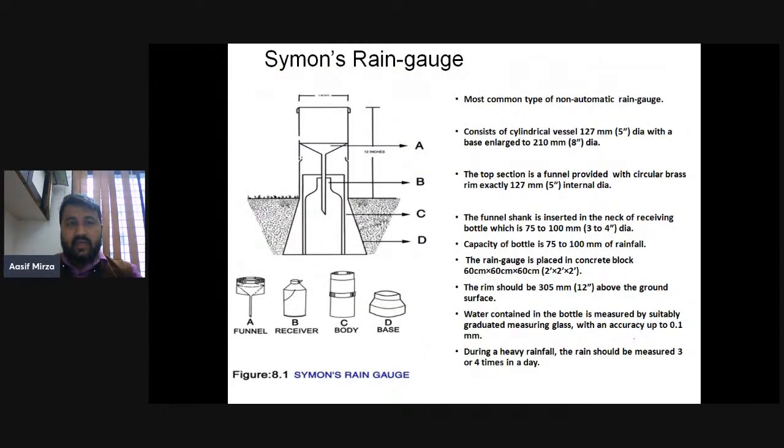So the second rain gauge is the Symons rain gauge. You can see the Symons rain gauge figure here, which is shown in Figure 8.1. Now, this is the most common type of non-automatic rain gauge, which consists of a cylindrical vessel having a diameter of 127 mm, which is nearly equal to 5 inches.